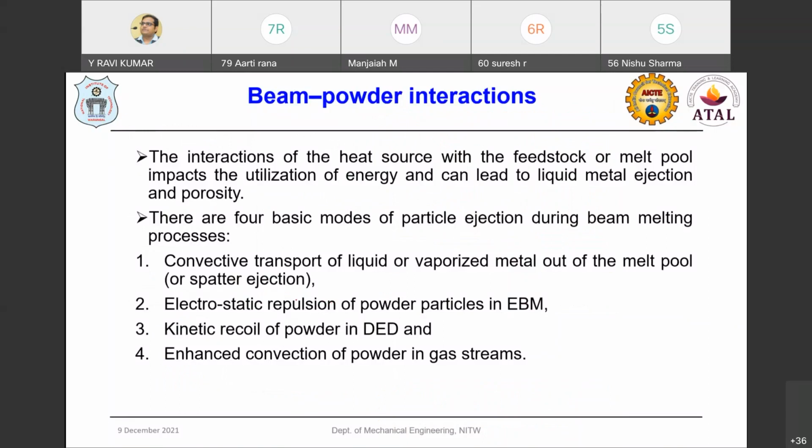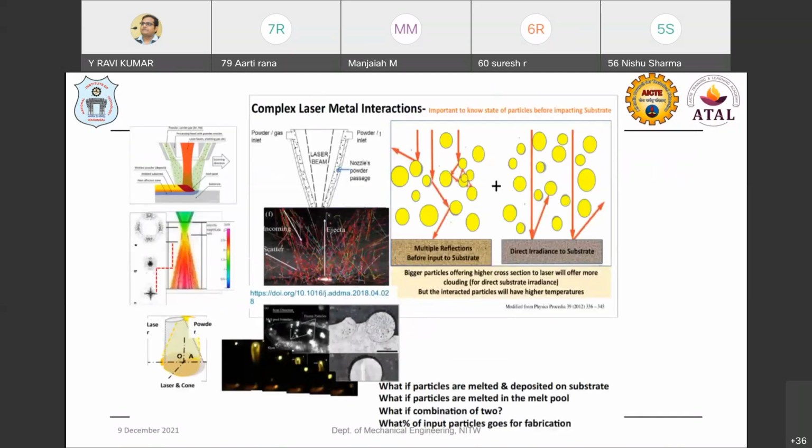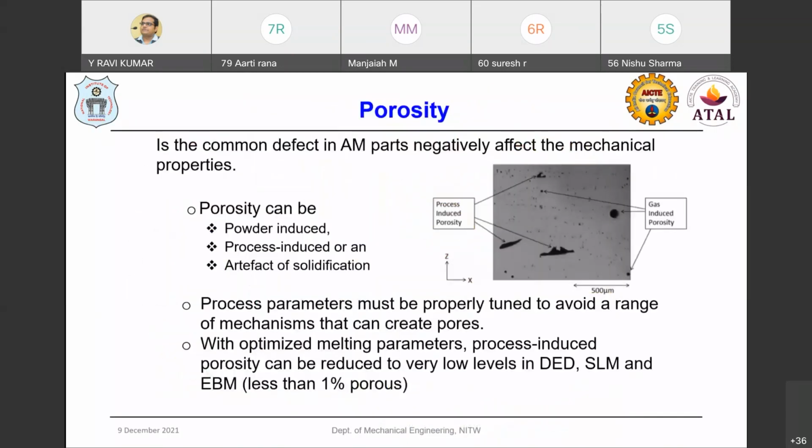Even electrostatic repulsion takes place between the powder particles in electron beam melting, and in DED, kinetic recoiling takes place, and also enhanced convection of the powder in the gas streams. This is what the powder-beam interaction is going to be in the case of DED systems.